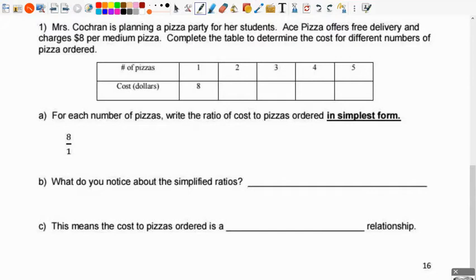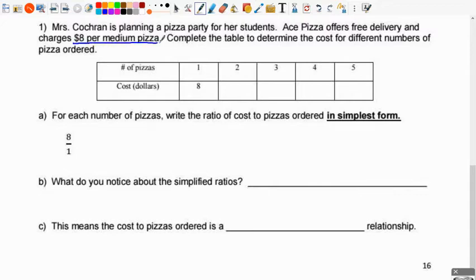In the next example, we're going to try to determine if there is a proportional or a non-proportional relationship between the two quantities. Mrs. Cochran is planning a pizza party for her students. Ace Pizza offers free delivery and charges $8 per medium pizza. Complete the table to determine the cost for ordering different numbers of pizzas. Okay, so they told us right there it's $8 per pizza.